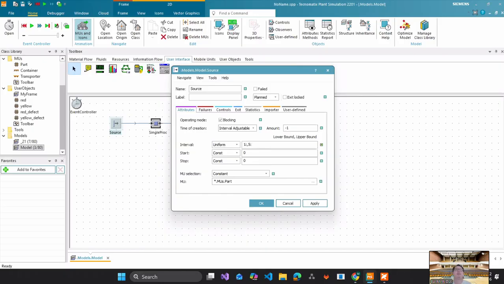So it means that for every 1 minute or maximum for every 5 minutes, it will create one new MU. Okay? Not every 1 minute, not every 5 minutes, but in between 1 and 5 minutes. Sometimes 3 minutes, new MU going now. Sometimes 1 minute and 30 seconds, one new MU going now. So this is uniform distribution from 1 to 5 minutes.